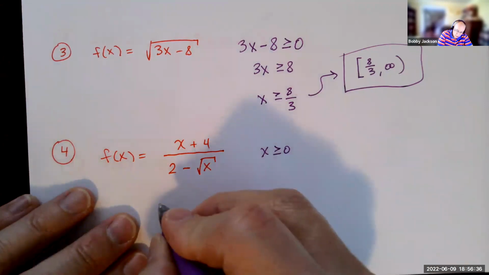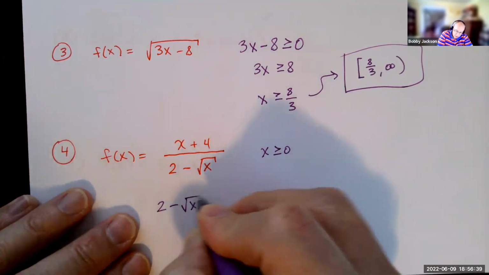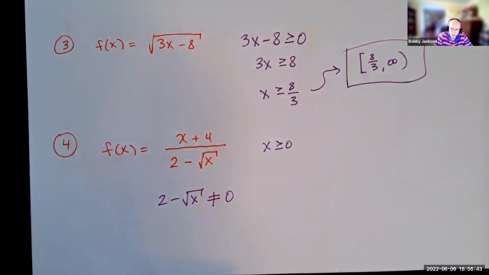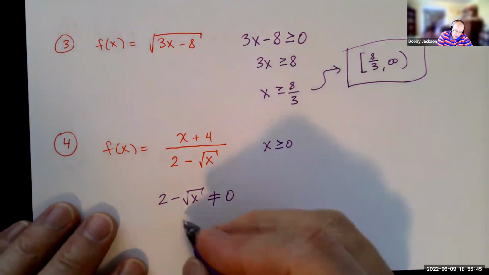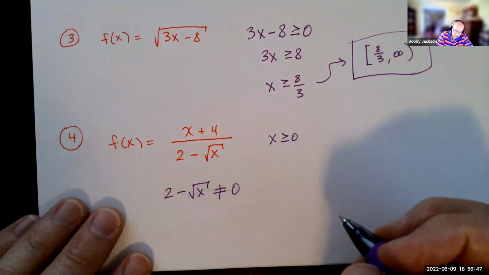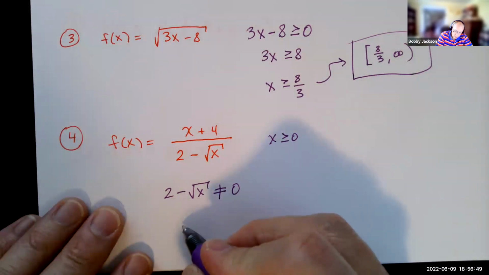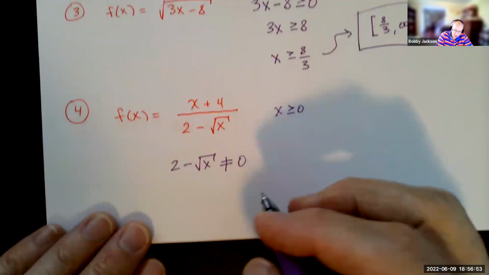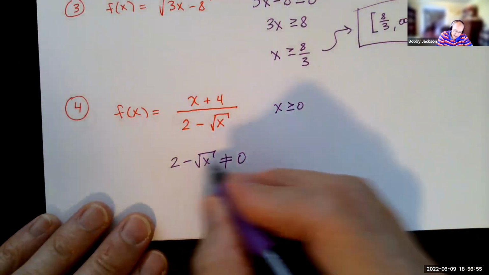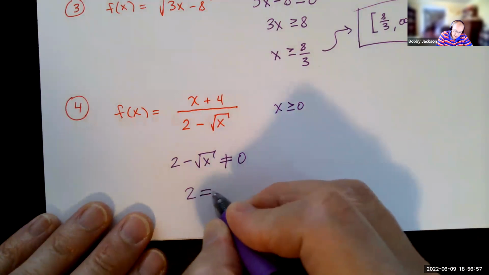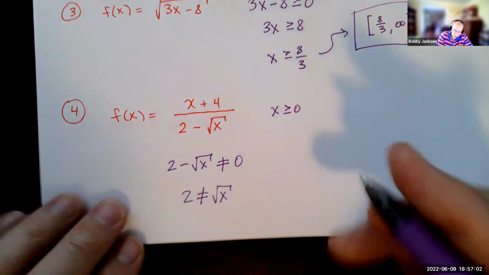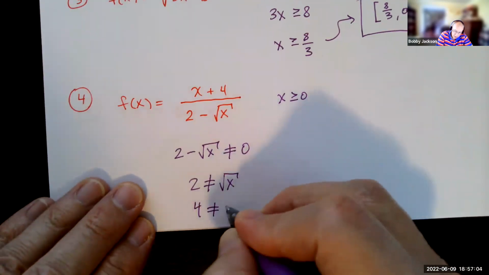But furthermore, we cannot have 2 minus the square root of x equal to 0. The whole denominator being 0 would mean division by 0. And when is 2 minus the square root of x equal to 0? Well, that's going to happen when x is 4. I think you can see that right away. Another way of saying this: if I add the square root of x to both sides, I cannot have 2 being equal to the square root of x. And if I square both sides, I get 4 cannot be equal to x.